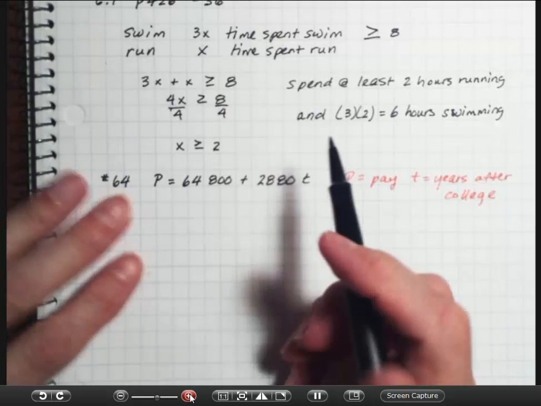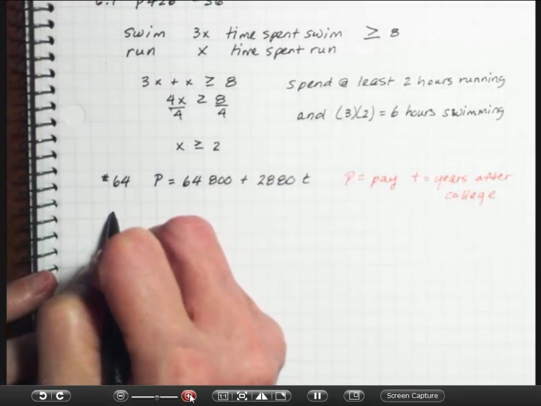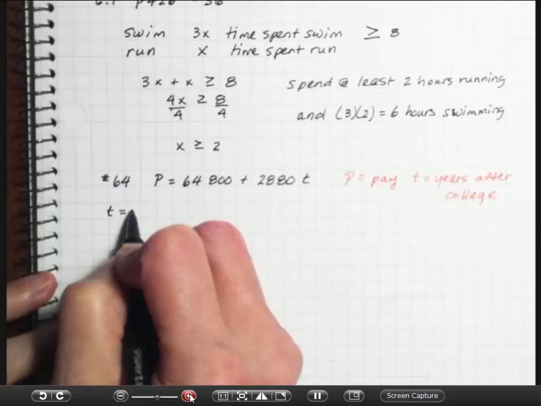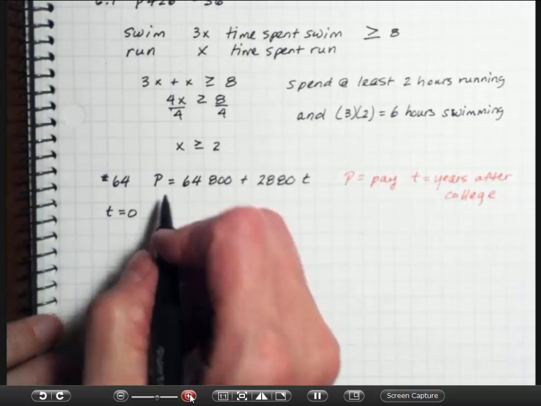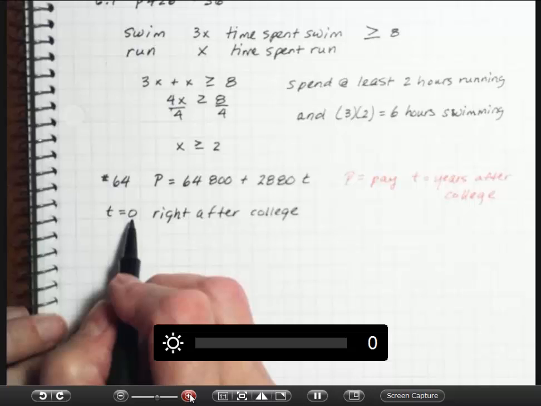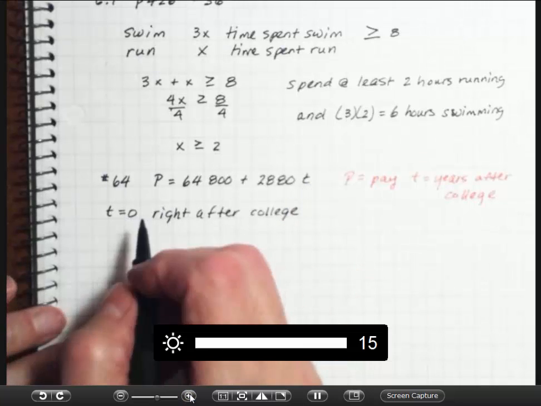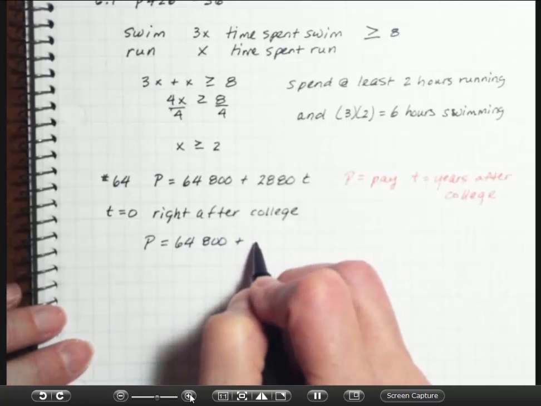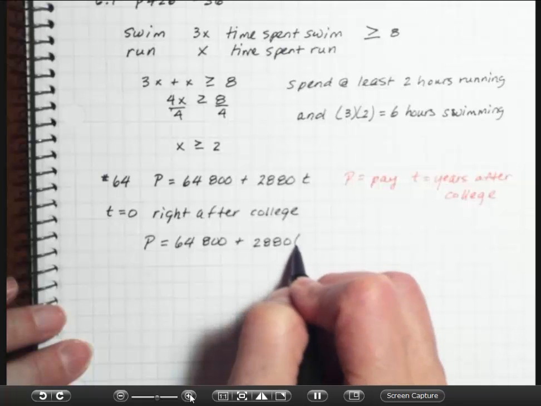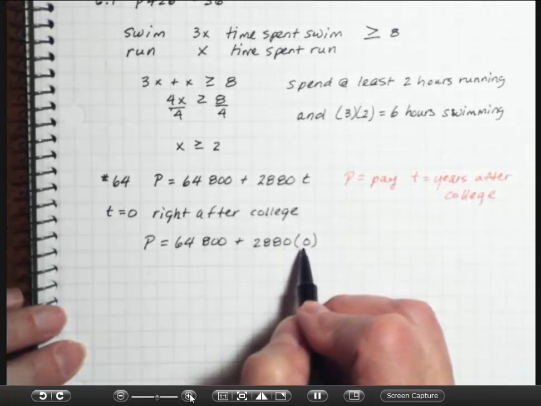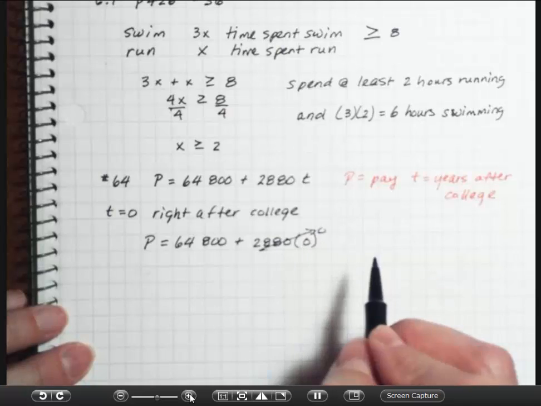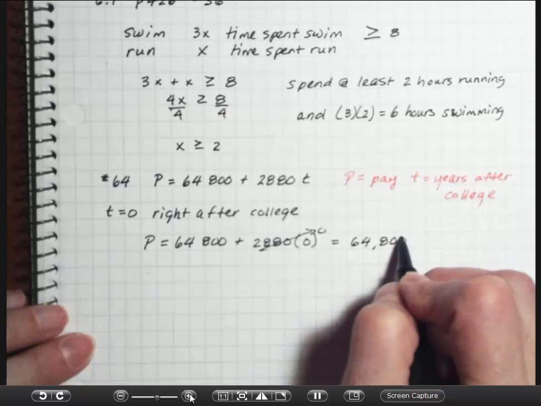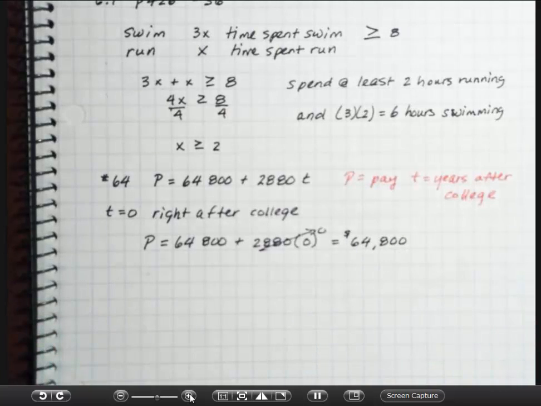So right when they get out of college, how many years after college is it? It's not any years after college. So right when they get out of college, that's where T is going to be equal to 0. So if I put in a 0 here, P is going to be equal to 64,800 plus 2880 times 0. And 2880 times 0 is 0. So this right side then becomes 64,800. So this would be the starting salary after college.